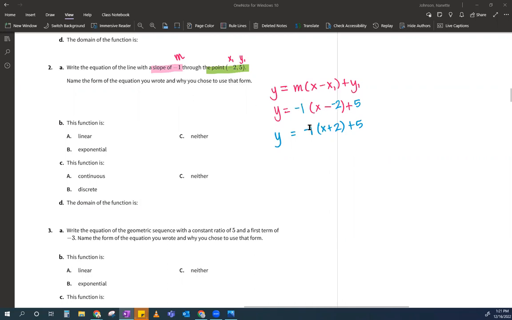Okay, so what is the name of this equation again? What form is this called again? Yes, it's called slope point, or to the rest of the world, point slope. Good. I actually like that you guys are calling it slope point, which makes sense because in order, it's the slope and then it's the point. So I like that. So why, and then it says why you chose to use that form. Why did you guys choose to use slope point form?